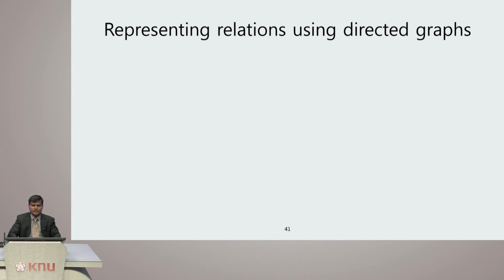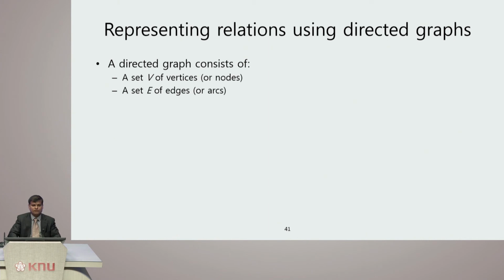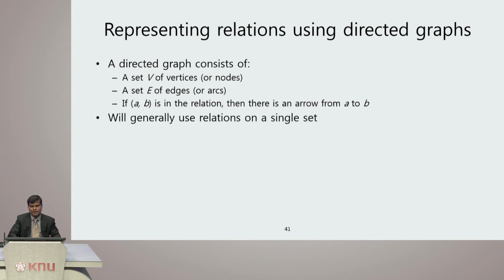Representing relations using directed graphs. A directed graph can be used to represent the relations. So a set V is the set of vertices or the nodes of the given graph. E is the edge set of the graph, and if (A, B) is in the relation, then there is an arrow from A to B. So we generally use the relation in a single set.